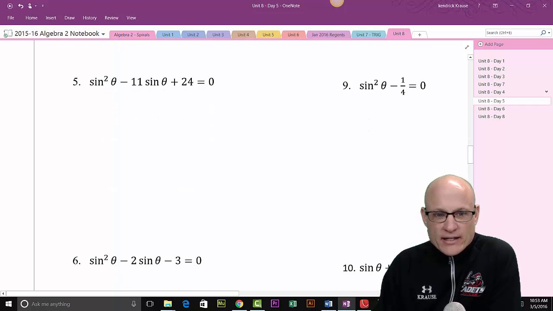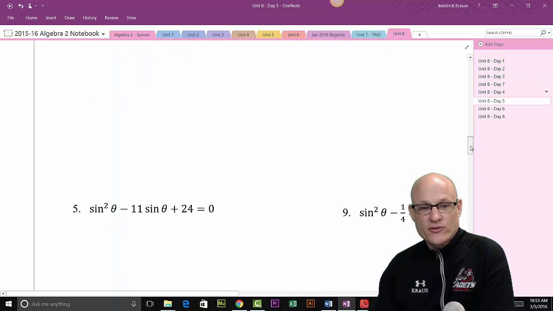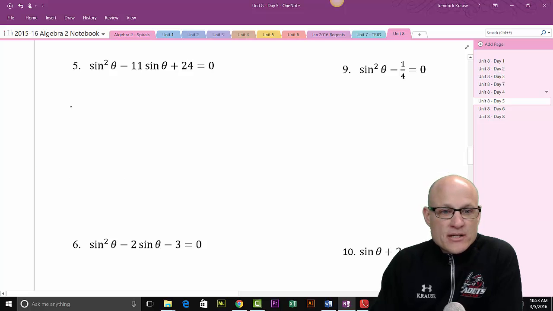Number 5. Now I've got a quadratic. So now it's not a linear, it's a quadratic, so I have to solve by factoring. The only way to solve this is to factor. Yes, factor.